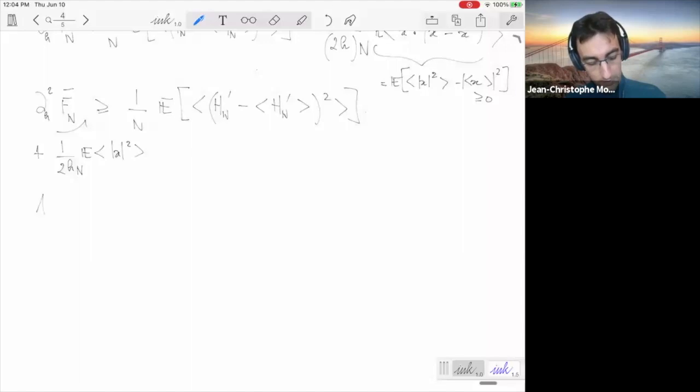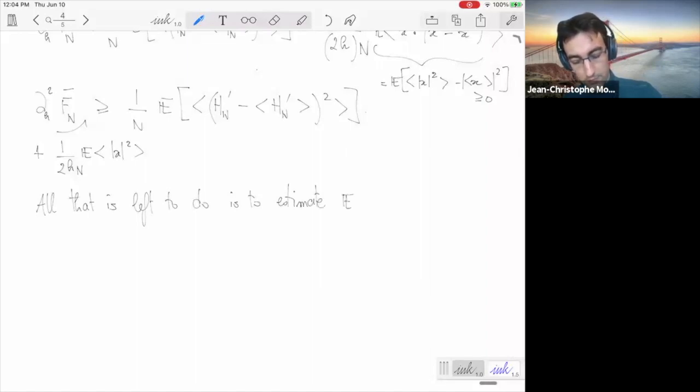So all that is left to do is to estimate the expectation of Hn prime squared from below.